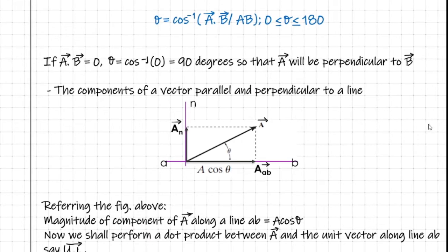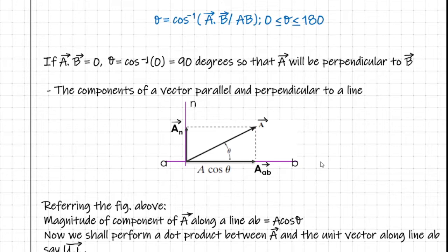Another very important application of the dot product operation that is extensively used in engineering mechanics is to find out the components of a given vector along, that is parallel to a line, and perpendicular to a line. To demonstrate this application, I have shown here a vector A, and obviously this length will be A. And we would like to find out the magnitude of the component of this vector A along two lines. One line is AB, and there is another line N that is normal to AB.